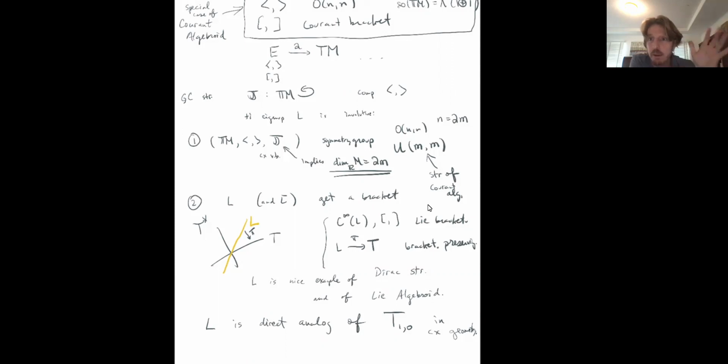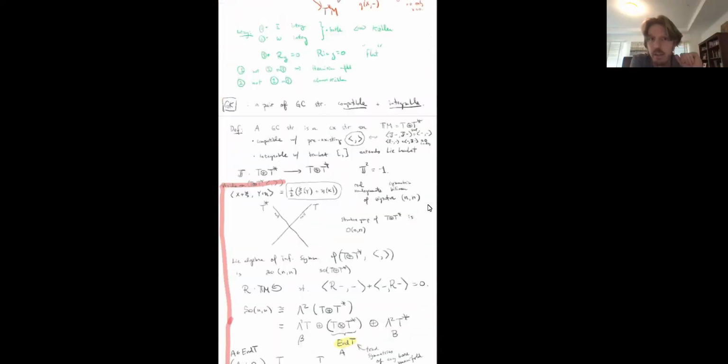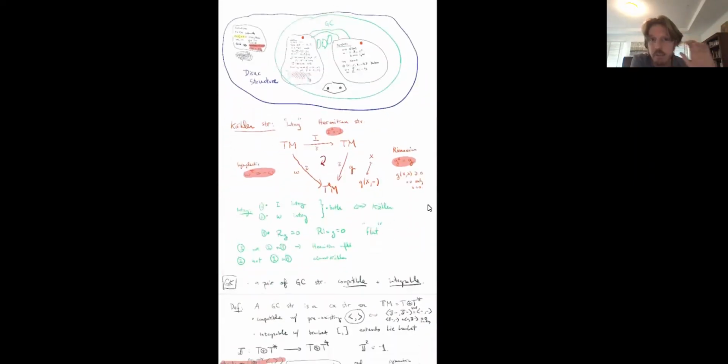I actually had a hopelessly vague question. At the very beginning, you said that this kind of thinking of a complex structure in terms of a foliation of a fictitious, or maybe not, complexified manifold. Is there something similar for Dirac structures and T plus T star?